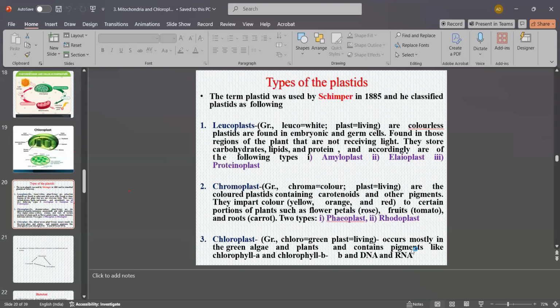He classified three types of plastids: leucoplast, chromoplast, and chloroplast. Leucoplast: leuco means white, plast means living parts. They are colorless plastids found in embryonic and germ cells. They can be found in those regions of the plant that do not receive light. They store carbohydrates, lipids, and proteins.